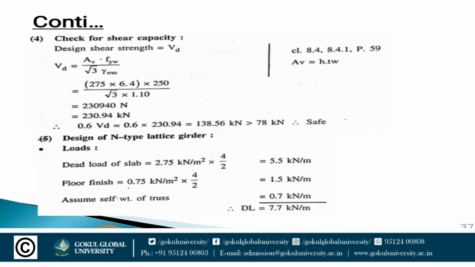Second one, check for shear capacity. For design strength VD, we also go to the IS 800 clause number 8.4.1, page number 59. In which VD is equal to AV Fy upon root 3 gamma M0. We identified the shear capacity of the section, it is 138.56 kilonewton.